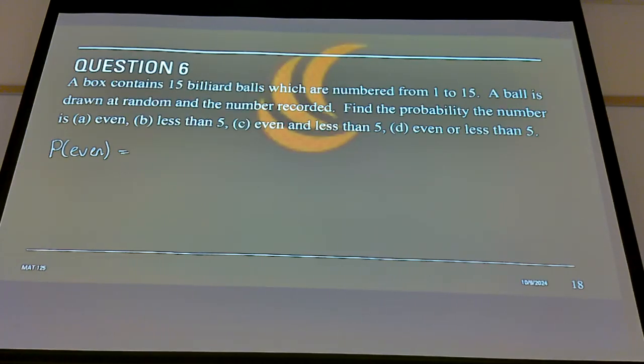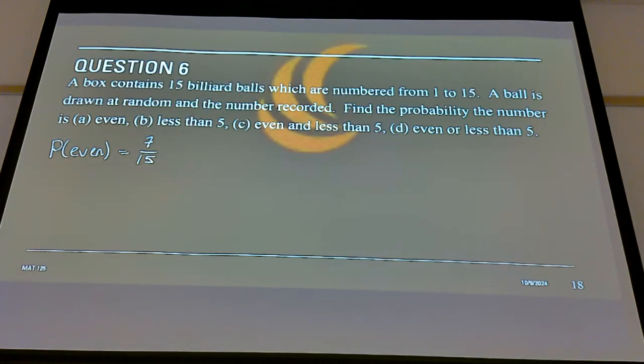You have 7 evens, right? 2, 4, 6, 8, 10, 12, and 14. And there are 15 balls. So the probability is 7 over 15.